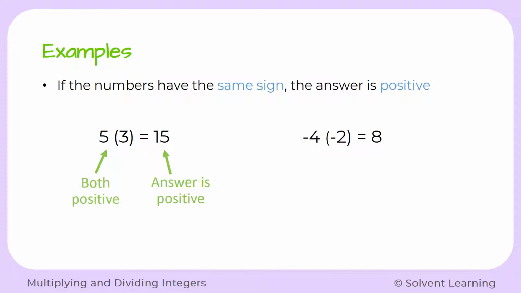In this example, we have negative 4 times negative 2. Both are negative, but that's okay because as long as they're both the same sign, even if they're both negative, the answer will be positive. So our negative 4 times negative 2 gives us positive 8.